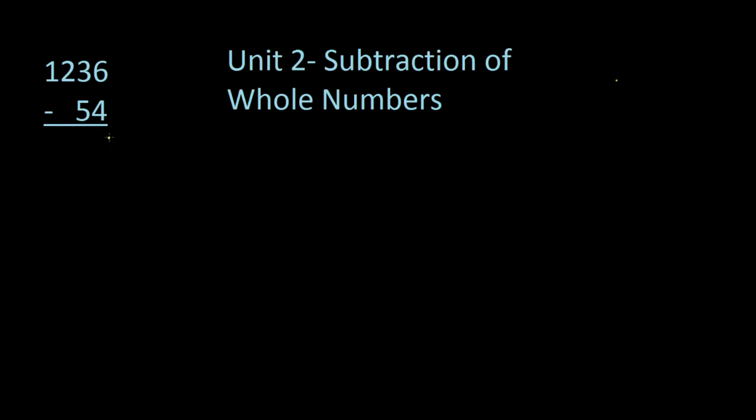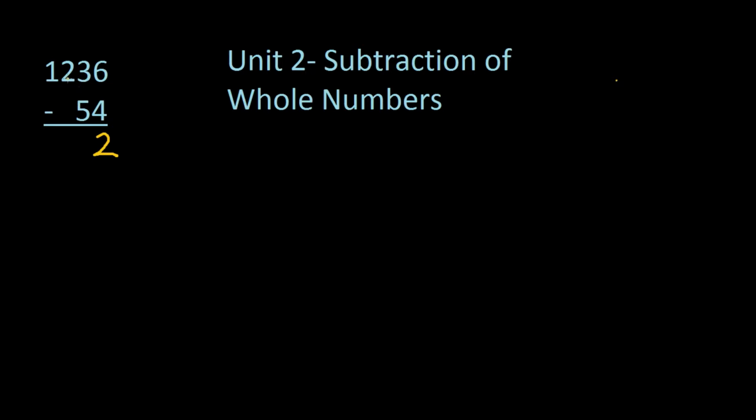So for this one, this first number is very simple. 4 is smaller than 6. So if you subtract 4 from the 6, you get 2. So there's 2. And for this next one, it gets a little more complicated because you cannot take 5 from 3 because 5 is larger than 3.